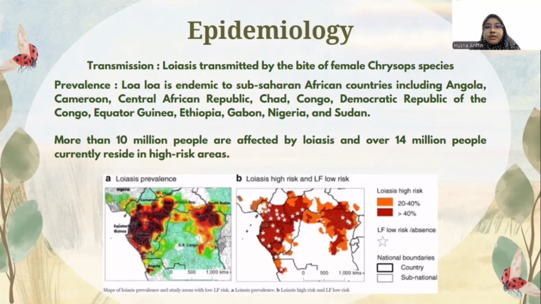Below we see the loiasis prevalence map, showing higher risk and low risk, where the red and orange areas denote the high-risk areas, while the star-shaped markers denote the low-risk areas.